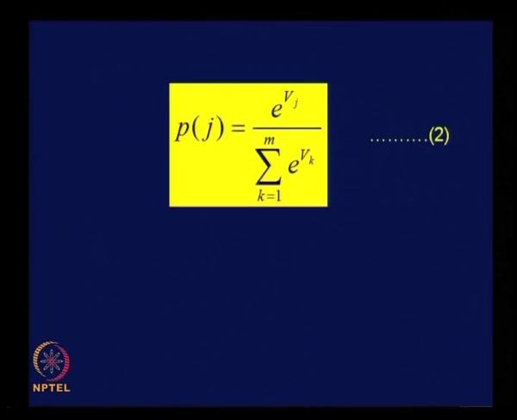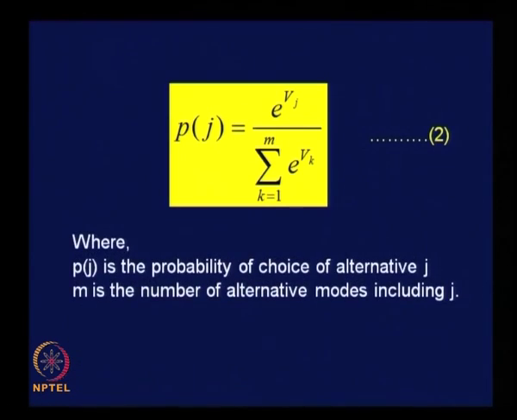We know this is the general form of the logit model of mode choice. Probability of choice of mode J is given as e power Vj divided by sigma k equal to 1 to m e power Vk, and Pj is the probability of choice of alternative J, and m is the number of alternative modes including J.